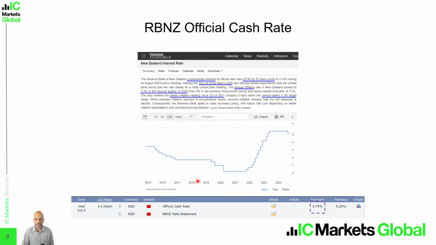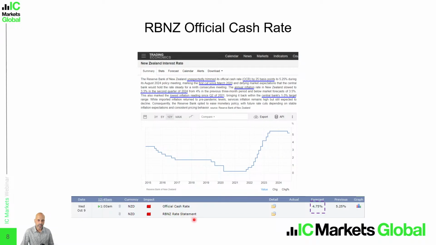Remember, at their previous meeting, which took place in August, they unexpectedly cut rates by 25 basis points. At that time, market forecast was for the RBNZ to keep rates on hold, but they surprised markets by making the first cut since March of 2020 to bring it down to 5.25%. This time, however, they're expected to make a much larger reduction, a 50 basis point cut.